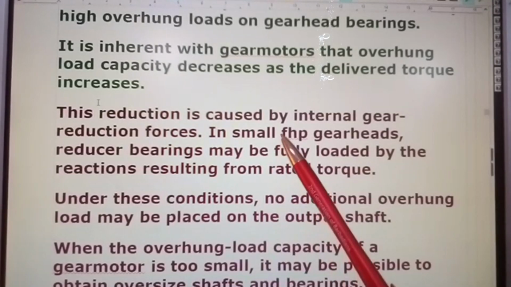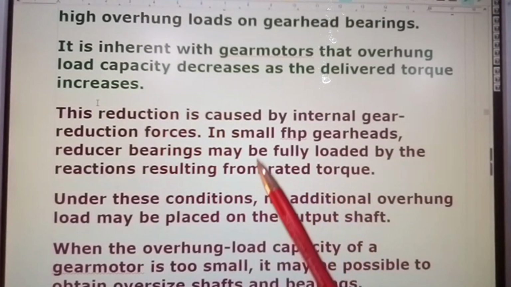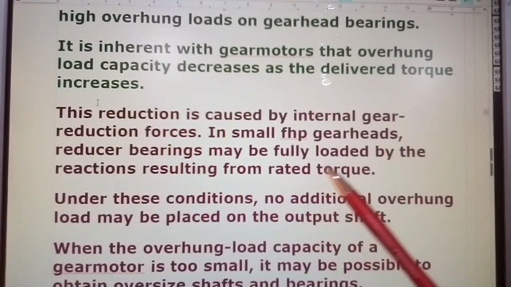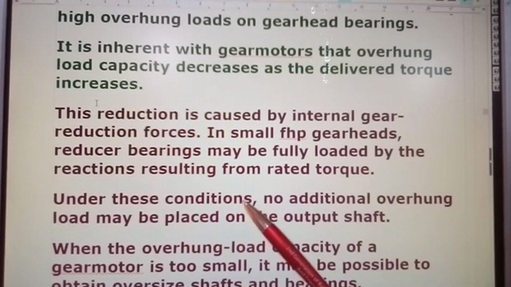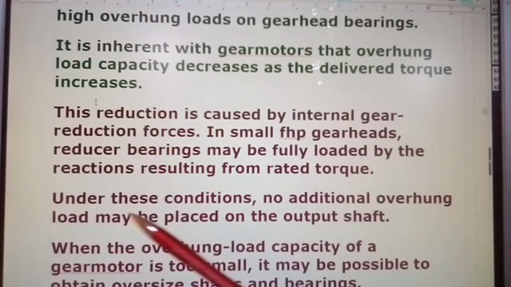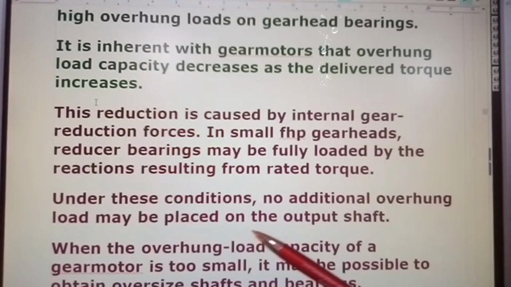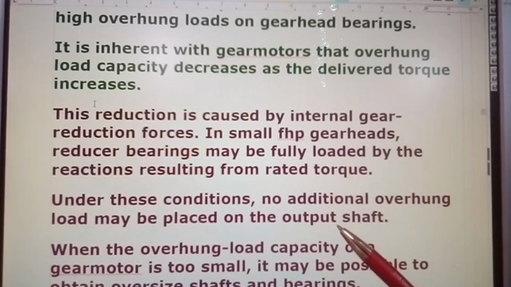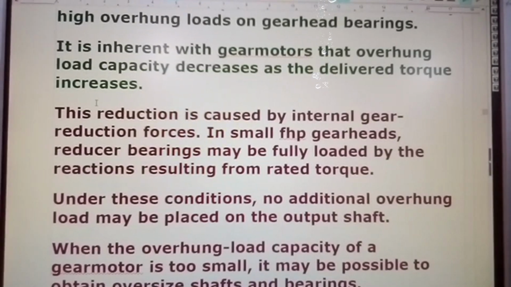In small horsepower geared heads, or FHP gearheads, reducer bearings may be fully loaded by the reactions resulting from weighted torque. Under these conditions, no additional overhang load may be placed on the output shaft, because this will cause damage to your motor and will give the motor the impression that it's driving an excessive load.